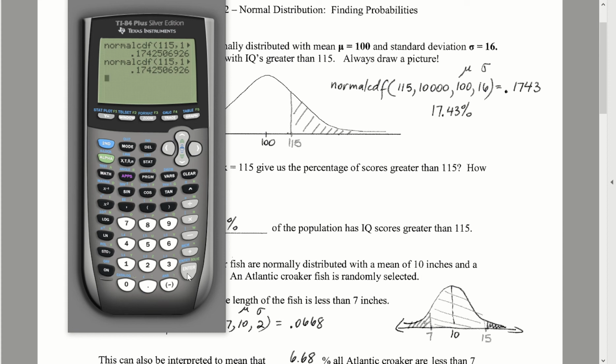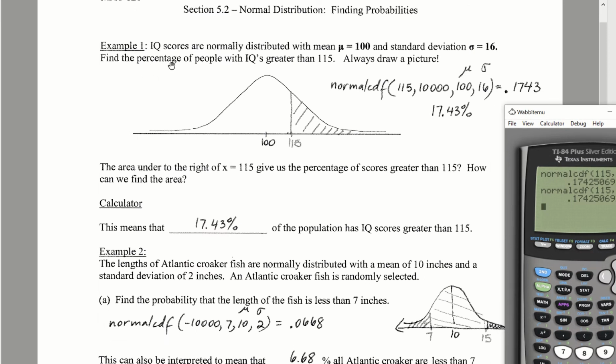Go ahead and hit enter, and we get a probability or a proportion of 0.1743. Now, they specifically asked in this question to find the percentage. All we need to do is change that decimal to a percent by sliding the decimal spot 2 places to the right. So we would say that 17.43% of those individuals would have an IQ that is greater than 115.